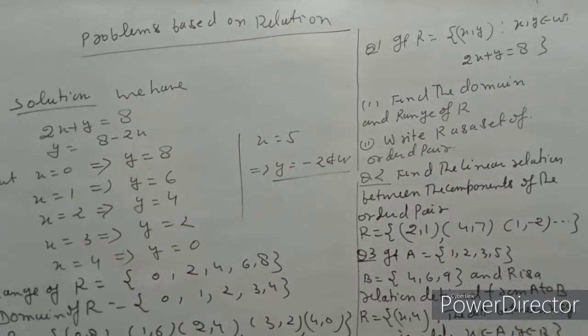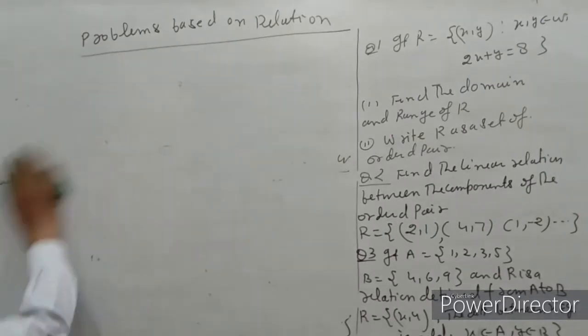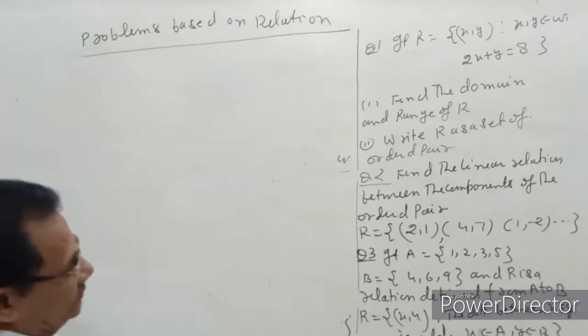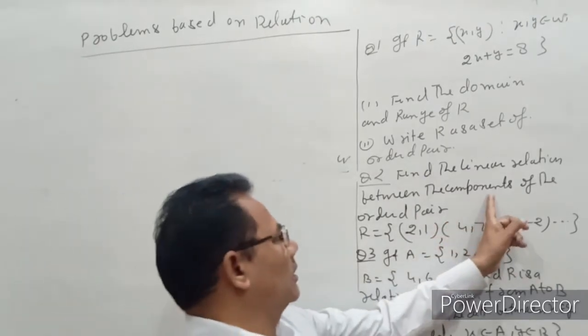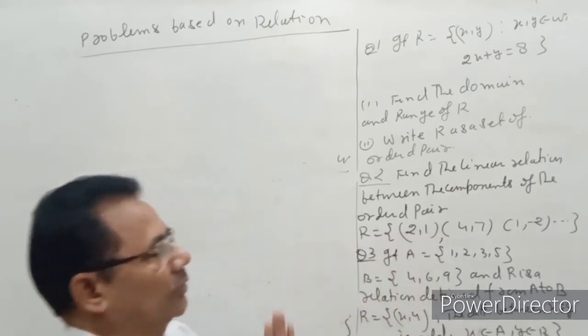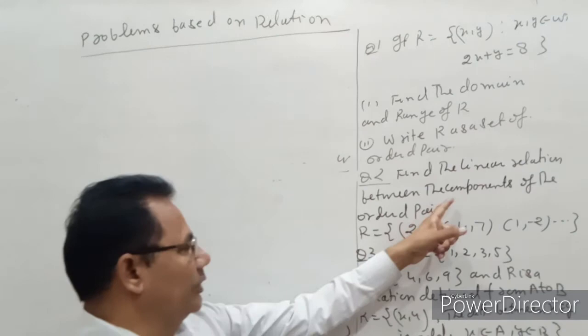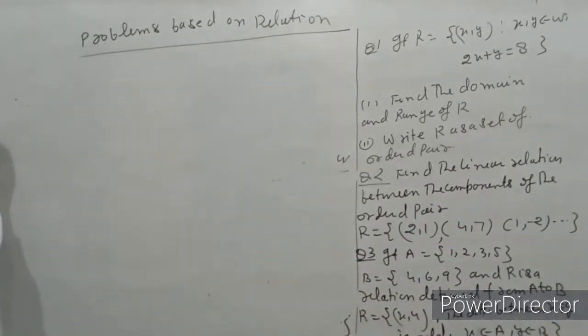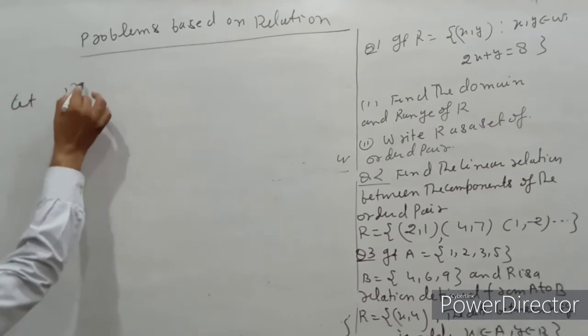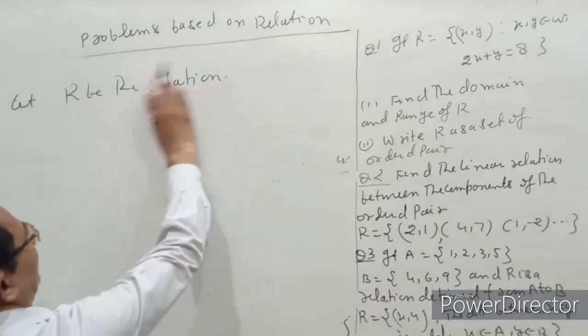Now next, question number 2. देखिए क्वेश्चन नंबर 2, find the linear relation between the components of the ordered pairs given as R is equal to this. अगर एक रिलेशन के ये ऑर्डर पेयर हैं तो then find the linear relation. देखिए, let R be the linear relation.